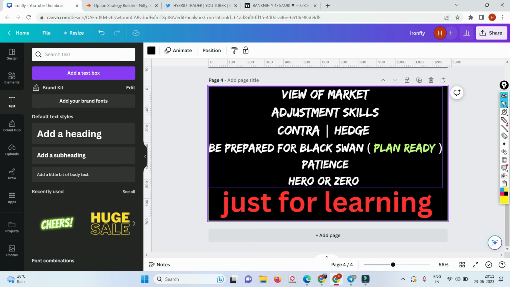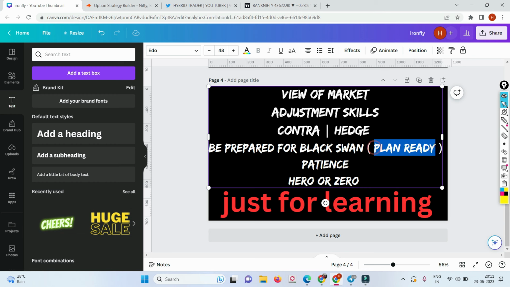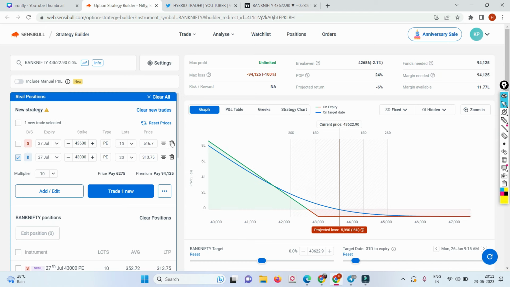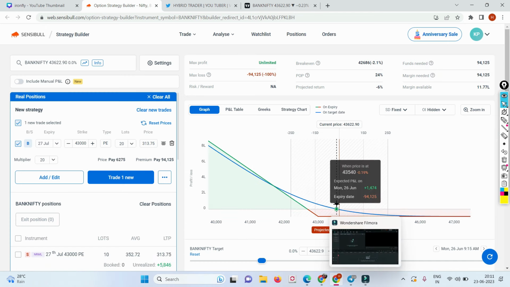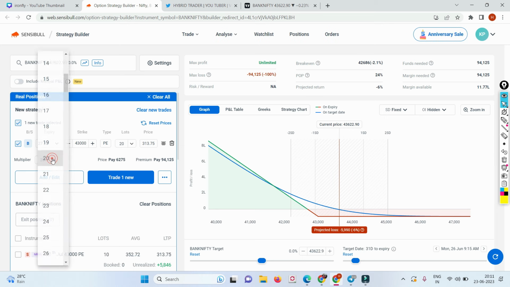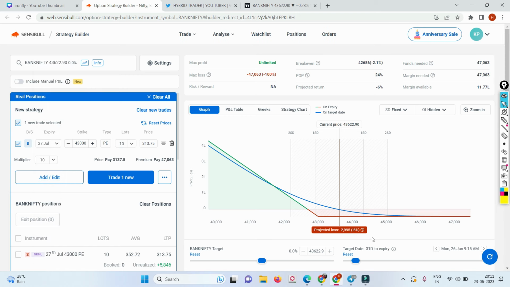In case you are concerned about black swan events, I have the plan ready. Every time I have some naked strategies, I have some other strategy alongside. It could be a back ratio spread, or it could be an option buy. Who knows? Let me delete this. That's it. My loss is how much, guys? Now I'll not be going with 20 lots. Let me make it 10. Simple. Even this is huge, 47,000.